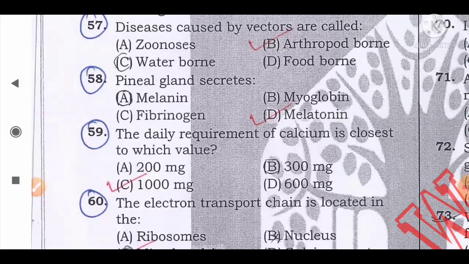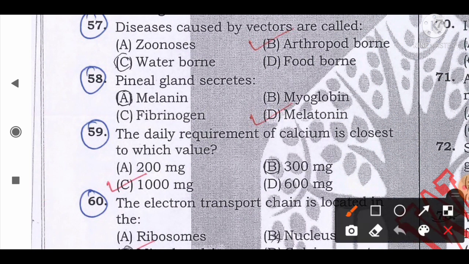Move to the next question, number 58. Pineal gland secretes A. melanin, B. myoglobin, C. fibrinogen, D. melatonin. And the correct answer for this question, it is melatonin, that is secreted by the pineal glands, that is related to the sleeping disorders.